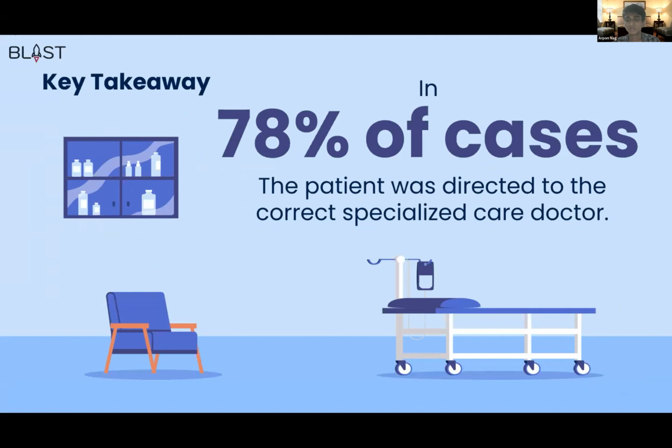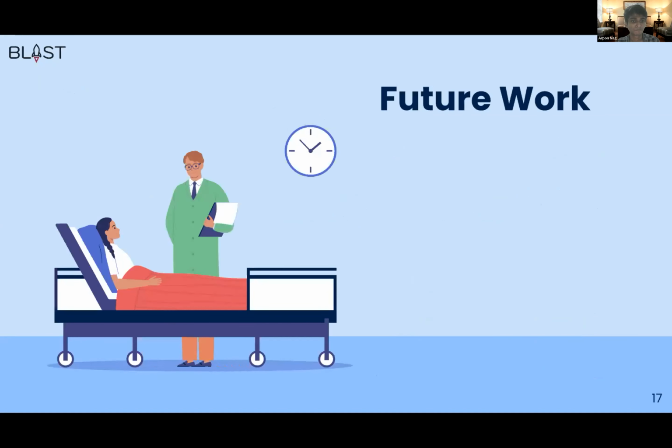Among the many things we learned through our project, a key takeaway is that in 78% of cases, the patient was directed to the correct specialized care doctor, which we believe shows potential in our project. That's why we are committed to continuing our work to gain further insights. For now, we only predicted the 6 most frequently appearing specialties in our dataset. In a future model, we will try to identify more specialties and also focus on improving the patient experience.